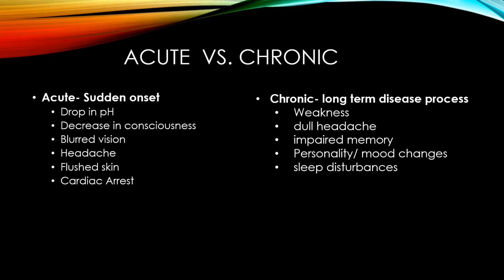Now, chronic respiratory acidosis is usually a much slower progression of acidosis, and it's typically caused by some type of long-term disease process, something like COPD, asthma, cystic fibrosis, or even multiple sclerosis. And the PCO2 is going to increase, but because it doesn't increase drastically, our other buffering systems can kick in and have a little bit longer to keep that pH closer to normal range.